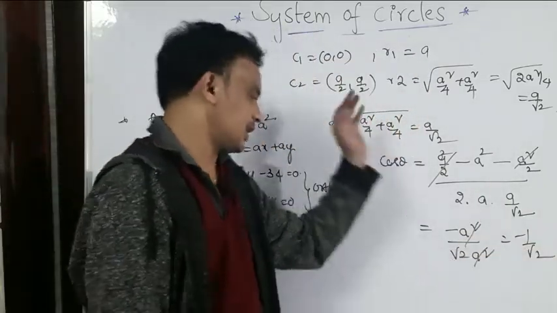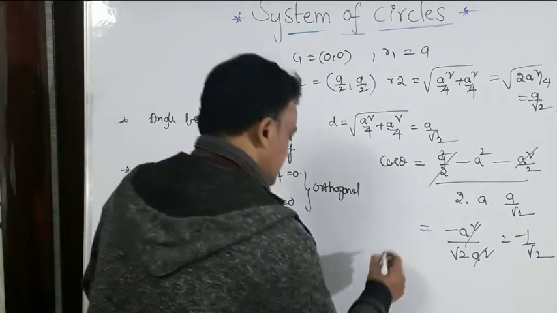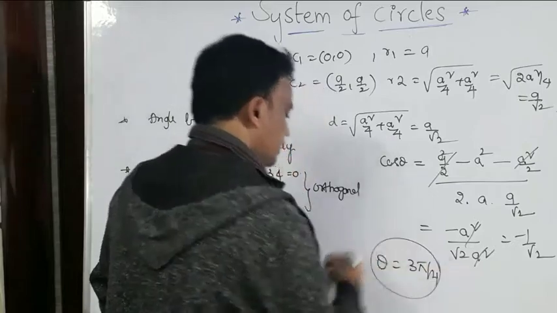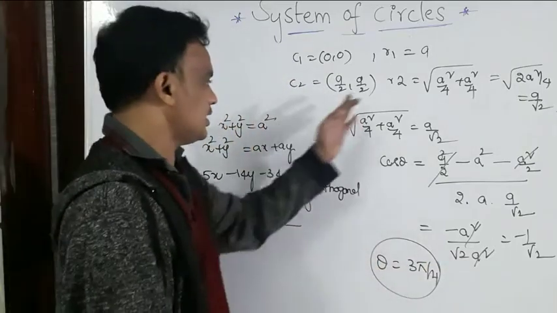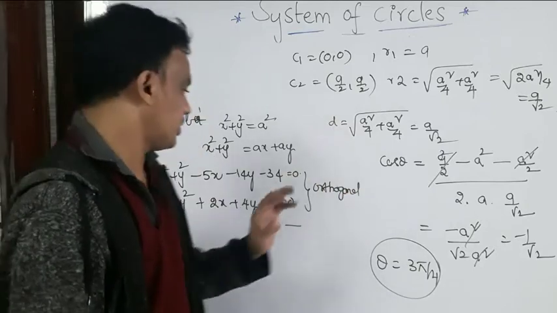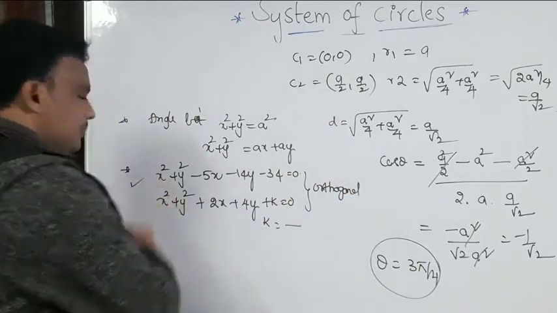Yes, which is in the second quadrant. Okay, so I can say theta is equal to 3 pi by 4, 135 degrees. So like this we can calculate the angle between the two circles. Okay, yes, come on. So let us see the third problem.